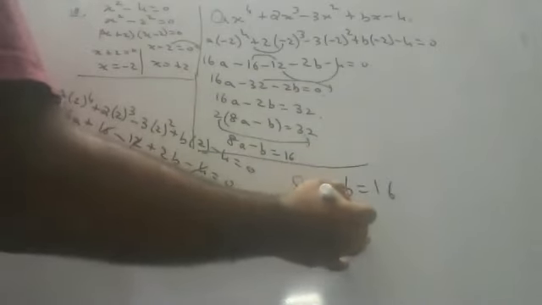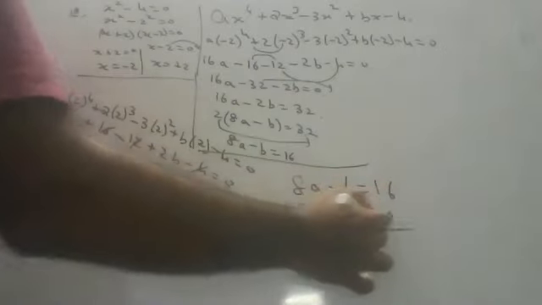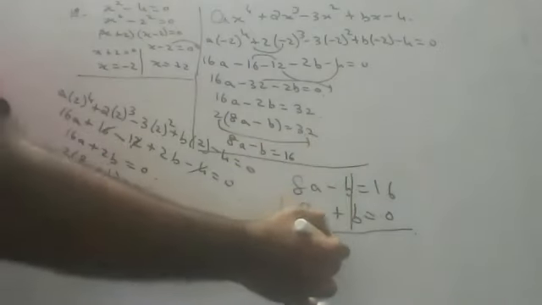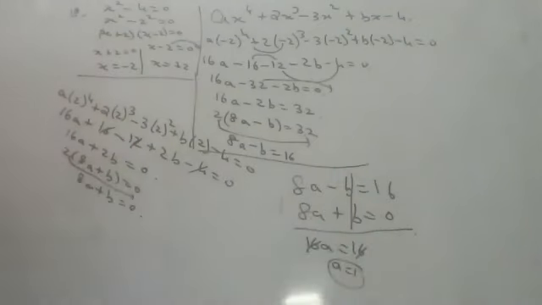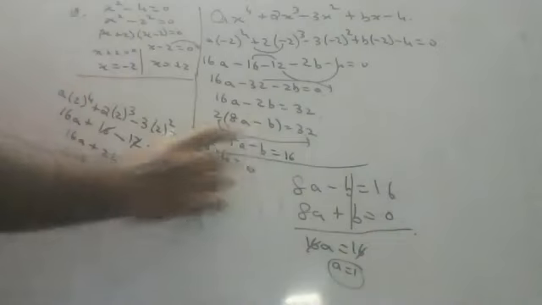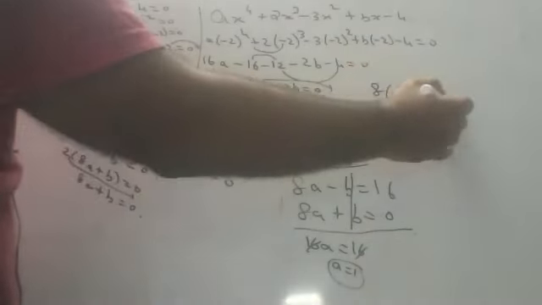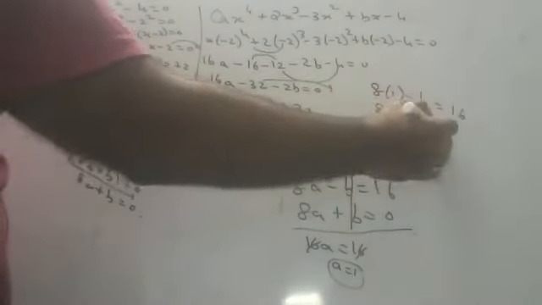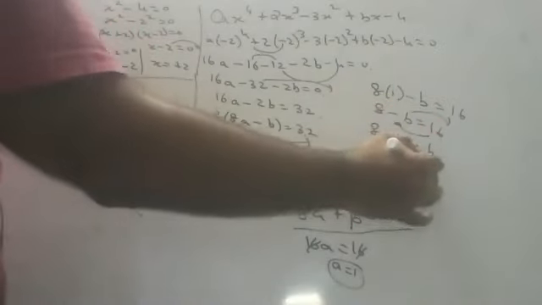8a minus b is equal to 16. 8a plus b is equal to 0. I am solving. Please see here, children. This cancels. 8a plus 8a is 16a. 16 plus 0 is 16. So 16, 16 cancel. a is equal to 1. Okay. Now substitute a here or here, children. You will get b also. Here I am substituting. 8 into 1 minus b is equal to 16. 8 minus b is equal to 16. This comes here, this goes here. 8 minus 16 is equal to b. And b is equal to minus 8.